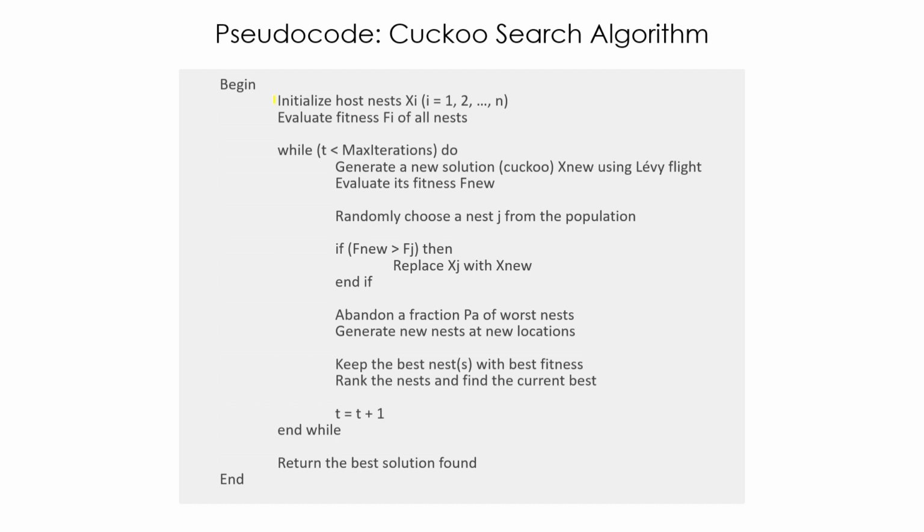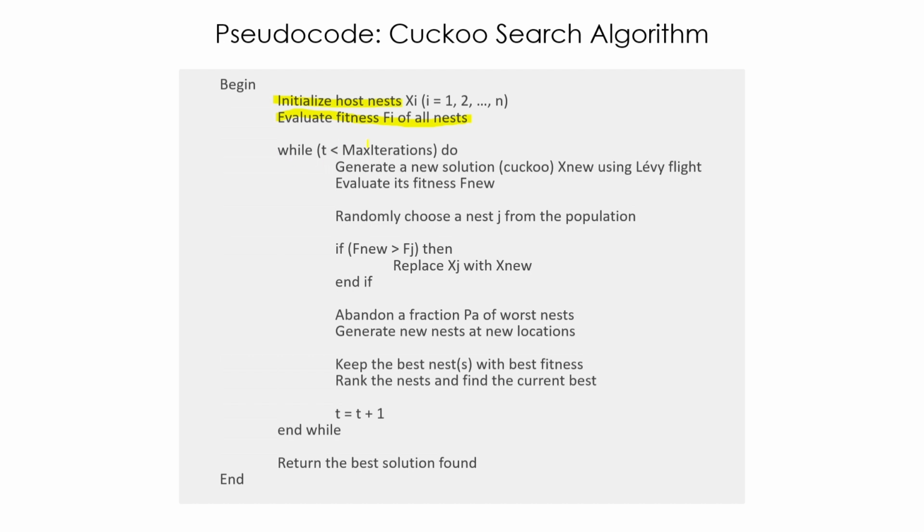The first step in the pseudocode is initializing host nests. Imagine we are exploring a huge island filled with many nests. Each nest has an egg inside it. Each represents a different possible solution to a problem. At the beginning, we simply place all these nests randomly across the island. The next step, we evaluate the fitness of all nests. We now inspect every egg carefully to see how strong it is, how good of a solution it might be. Some eggs look promising and some look weak. This helps us understand where better answers might exist.